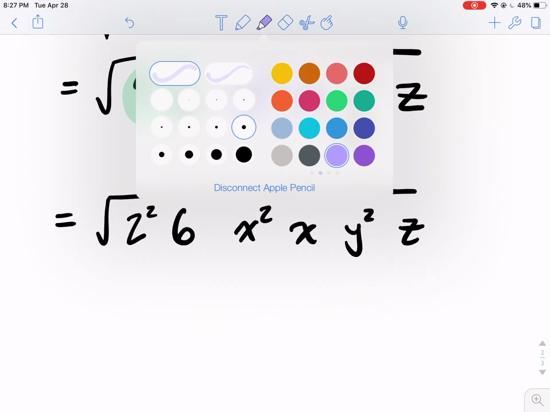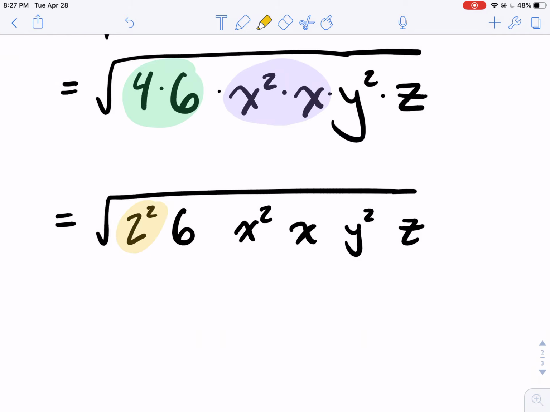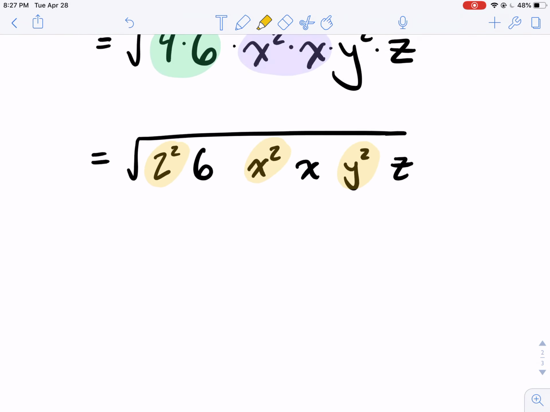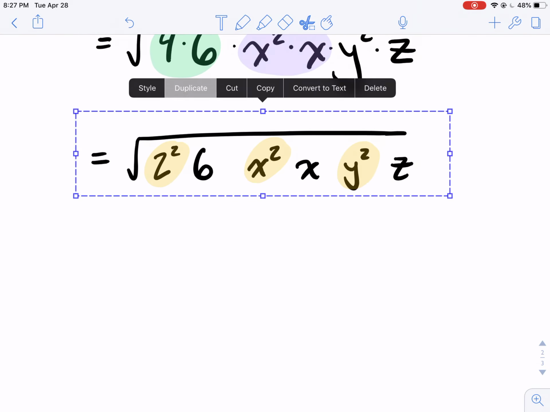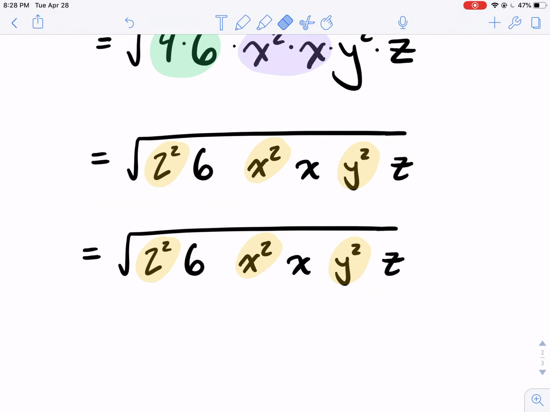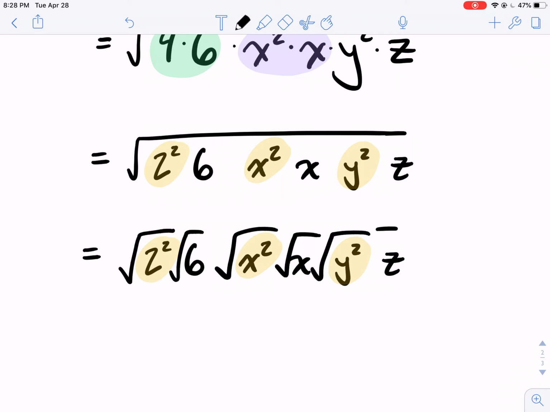Awesome. Now I'm going to take all of my squares, and those are going to cancel out with my radical symbol. Oh, I got one step ahead. Because these are all factors, I can write them as their own square roots. So that's the square root of 2 squared, square root of 6, square root of x squared, square root of x, square root of y squared, square root of z.